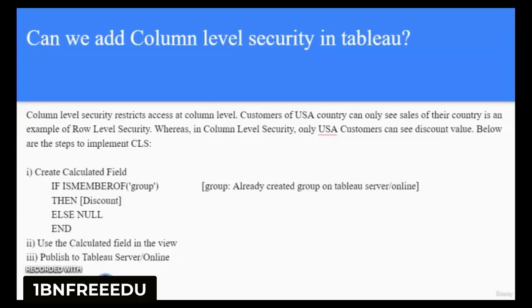By creating a calculated field. So we have used IsMemberOf, then specify the group name. This is the group which is already there on the Tableau server or online. So you use that group, then discount, else null. When you use this calculated field in the view and then publish it on the Tableau server or online, only those members can see the discount value. You can use it at the data source level as well. So you can delete discount from the data source, keep this calculated field, then publish this data source on the Tableau server or online. This way, column level security can be added in Tableau.